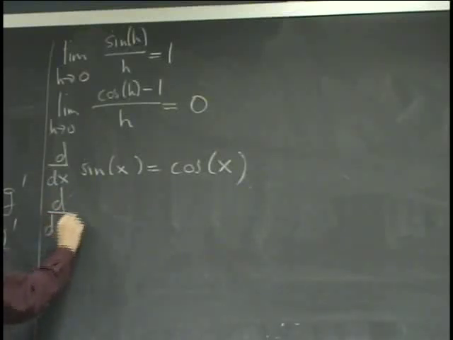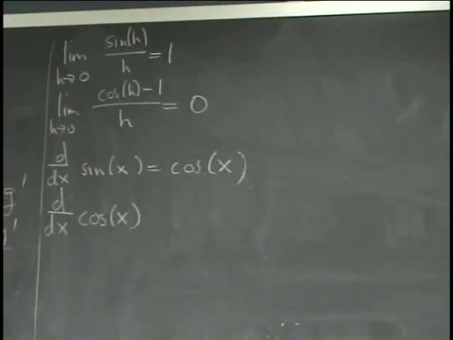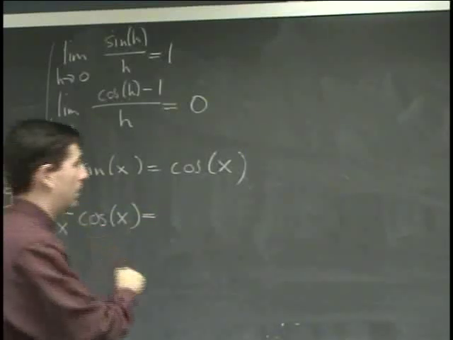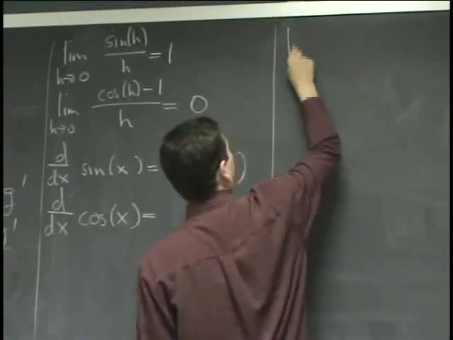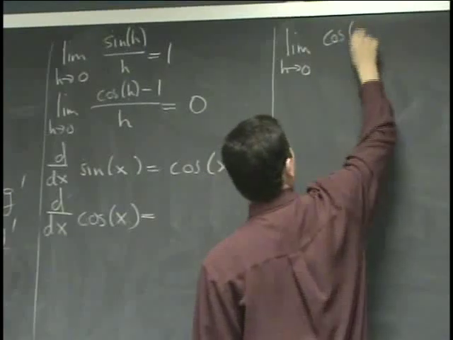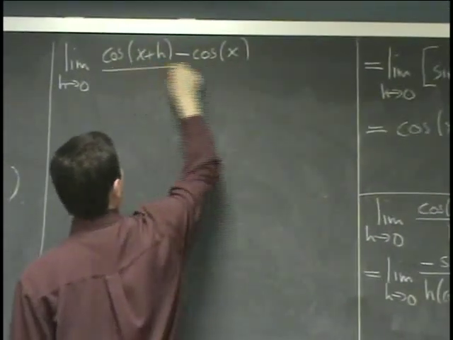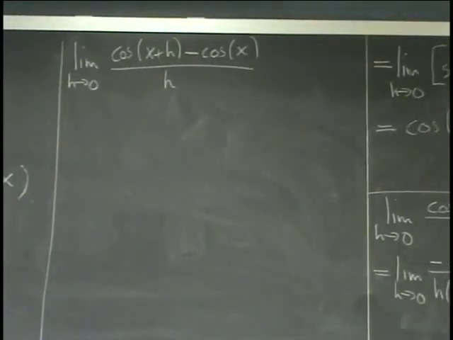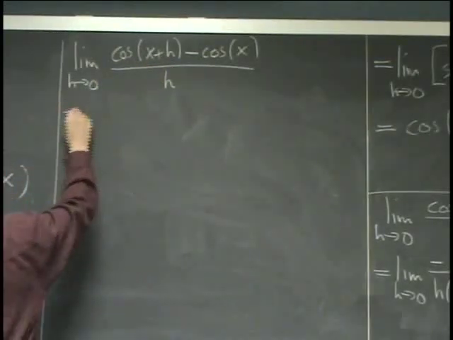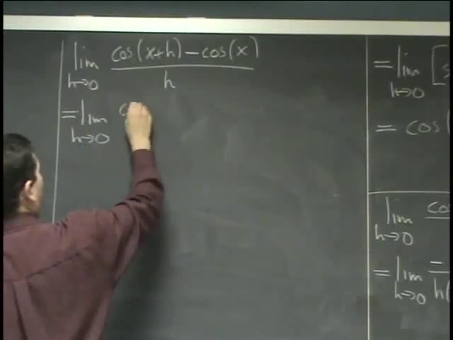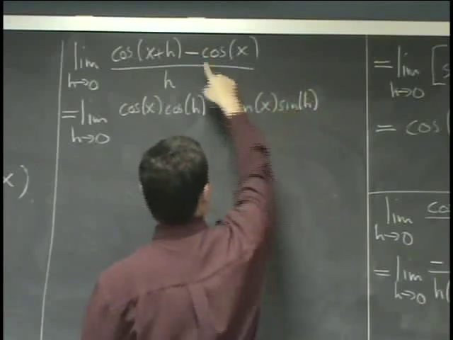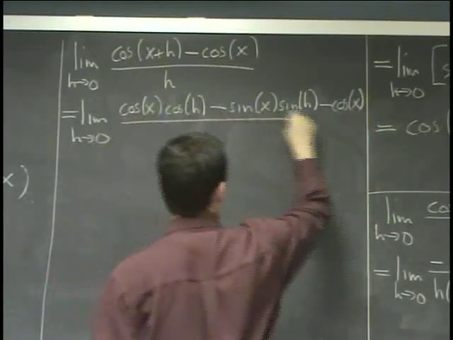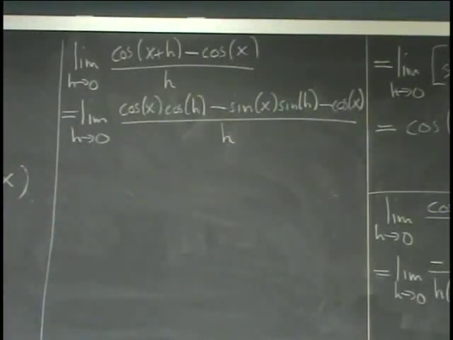Okay. Well, the next thing, of course, we want is to compute the derivative of cosine of x. Let's again plug in the definition of the derivative. We'll just pretend this was a sine function. Last time when we had a sine, we used the angle sum formula to break it up. Well, now we have a cosine, so we have a different formula, but same idea. Cosine of x, cosine of h, minus sine of x, sine of h, and then minus cosine of x. So that's using the angle sum formula for cosine.